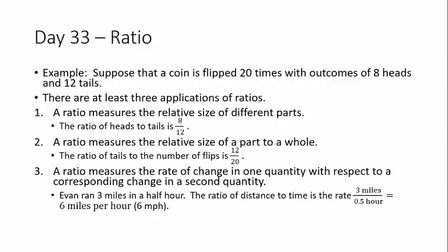Evan ran 3 miles in a half hour. The ratio of distance to time is the rate 3 miles to 1/2 hour, or 5/10 of an hour. When we simplify this, we get 6 miles per hour. This is a rate. We talk about miles per hour a lot when we talk about how fast something is going. This is an example of a ratio as well.